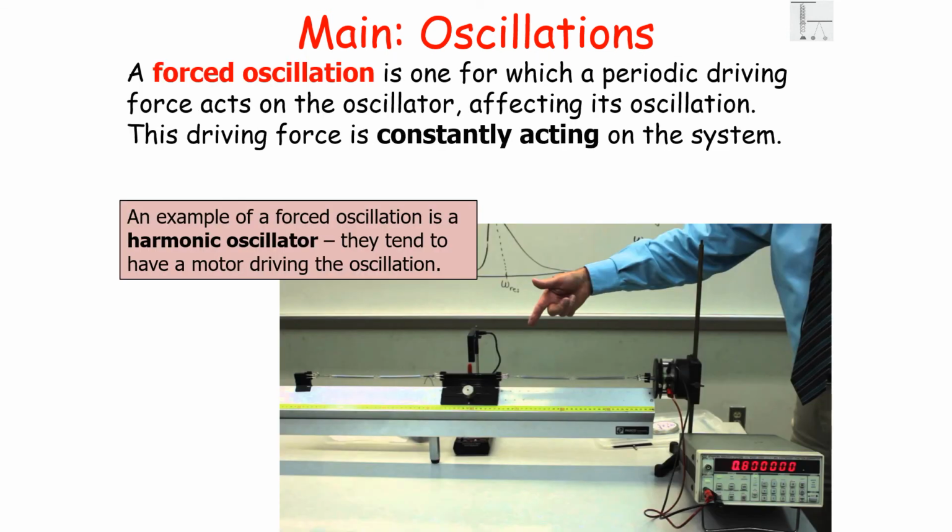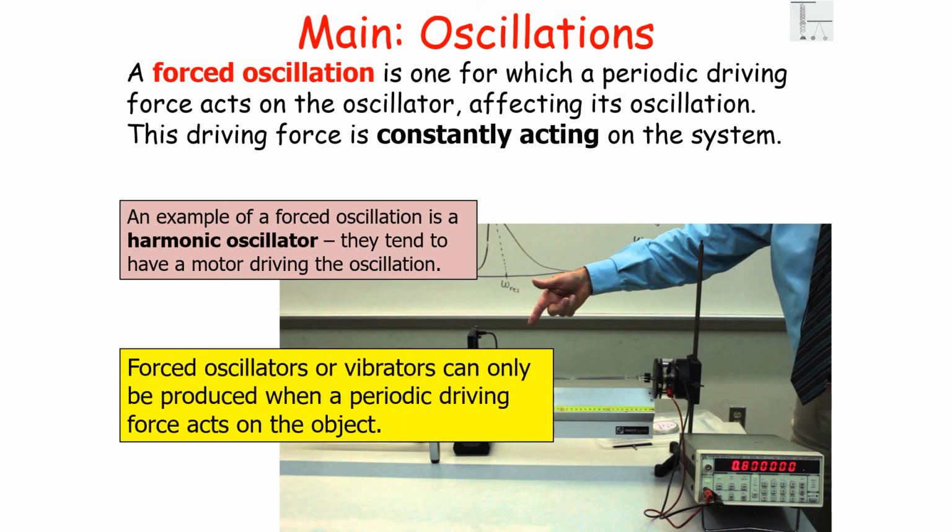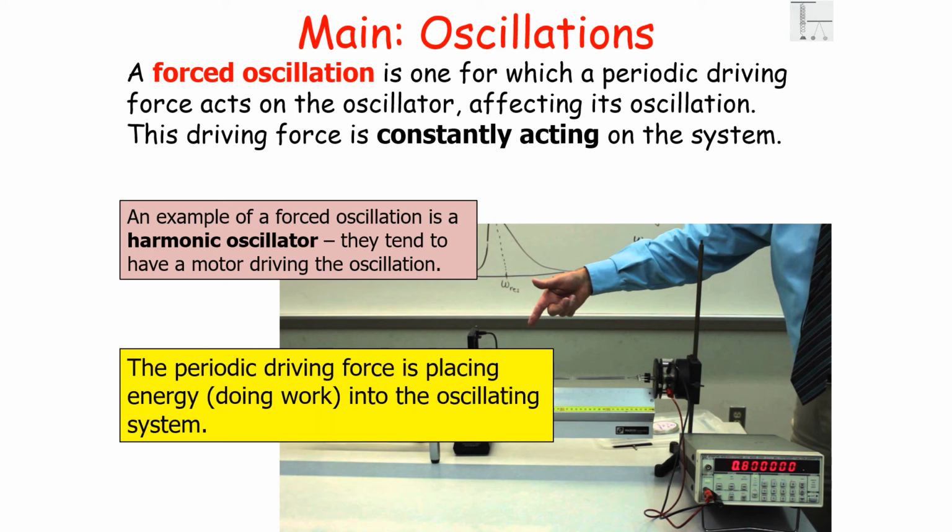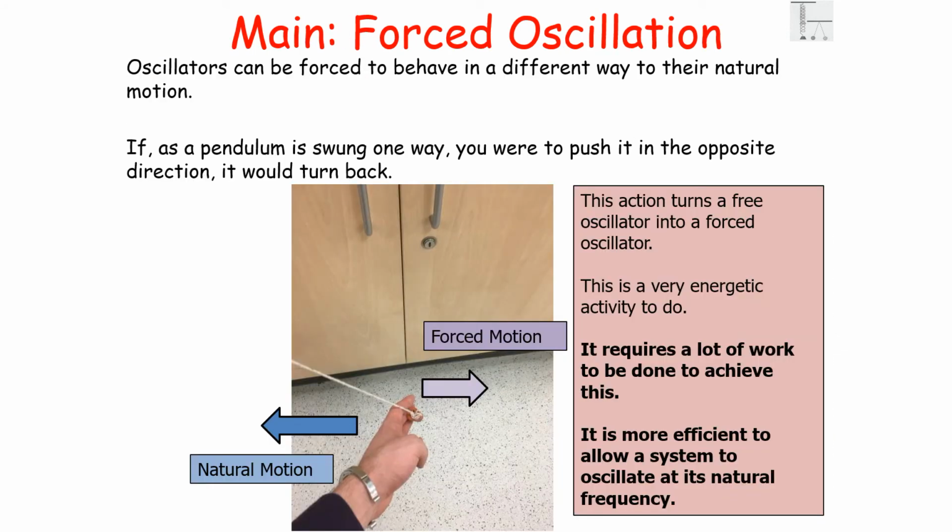Now a forced oscillator is one for which a periodic driving force acts on the oscillator, affecting its oscillation. This driving force is constantly acting on the system. Forced oscillators or vibrators can only be produced when a periodic driving force acts on the object. It's placing energy, doing work, into the oscillating system. The action of placing work into an oscillator will turn a free oscillator into a forced oscillator, but it requires a lot of work to achieve this.